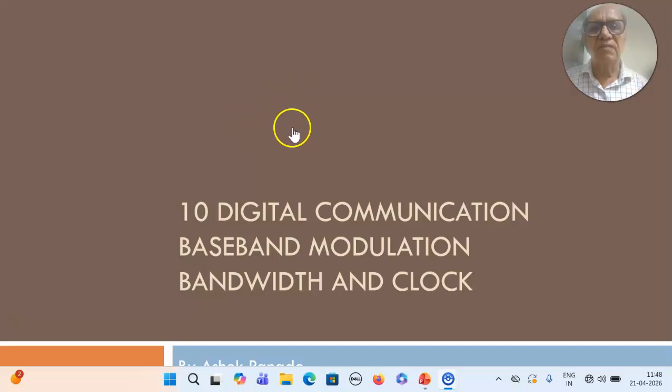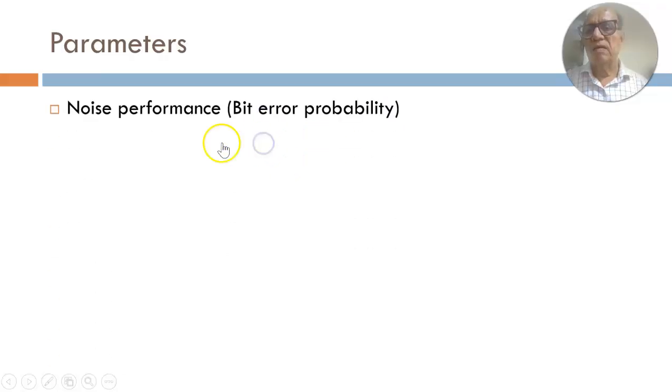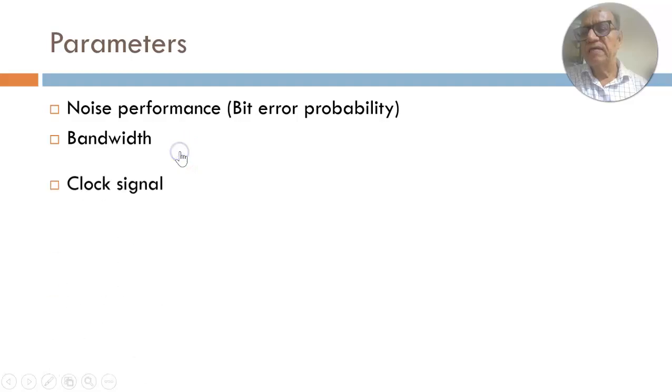And we found that polar signaling was better compared to the other two waveforms. Now in this particular session, we are going to study a couple of more parameters, bandwidth and clock. So let us start. So as I said, the noise performance we already studied in the last session for the three signaling waveforms. And now we want to study the next two, bandwidth and the clock signal.